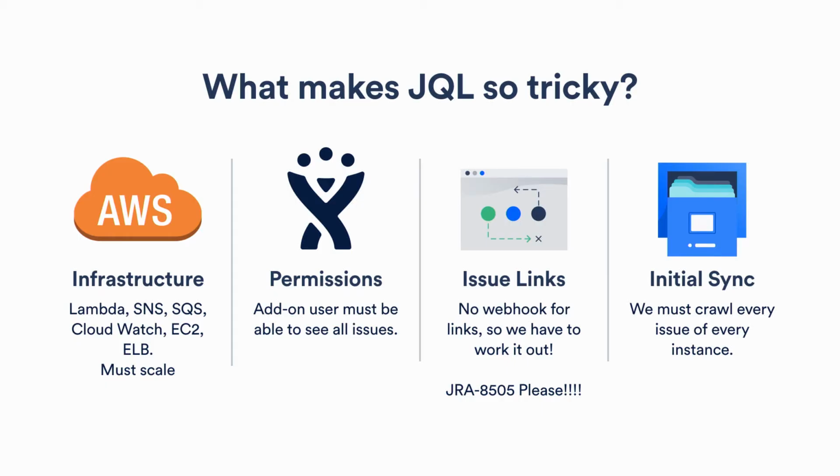And so what made this so tricky? The infrastructure in order to support the jQL aliases and to scale is quite a lot of AWS. We're using Lambdas, SNS, SQS, CloudWatch, EC2, and Elastic Load Balancers, and it must scale. The other thing that makes it tricky is that we need to make sure that permissions are right. The ScriptRunner add-on user must be able to see all of the issues that it needs in order to set these properties, the aliases.